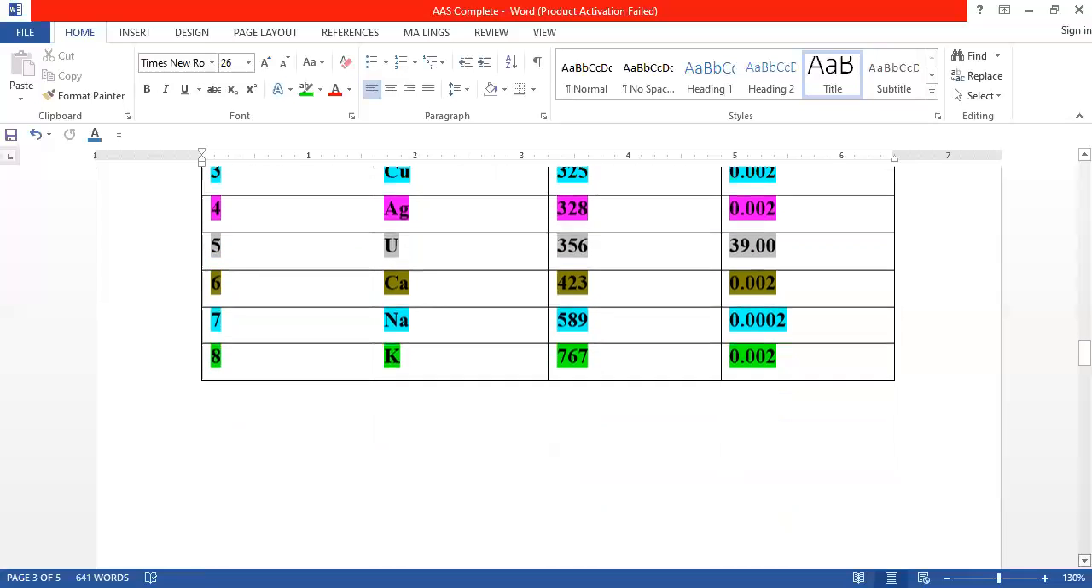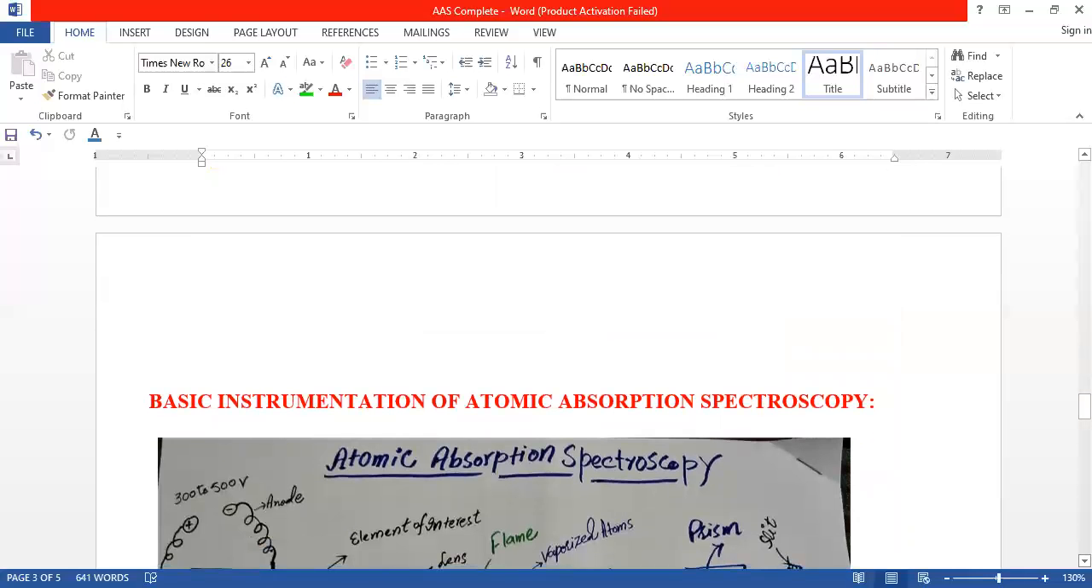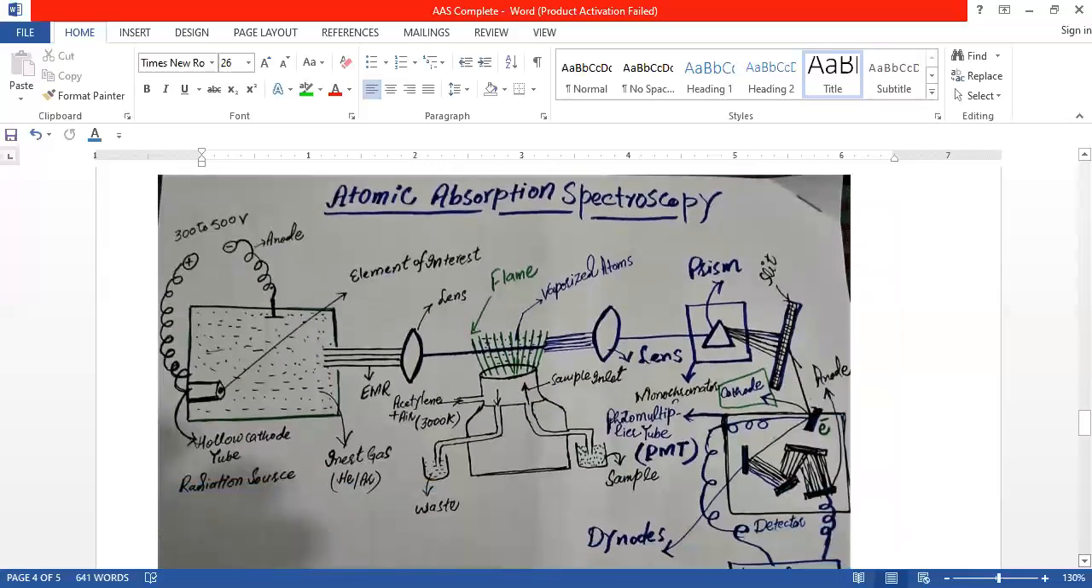Next, we'll discuss the basic instrumentation of atomic absorption spectroscopy. You can see the diagram. This is the diagram of atomic absorption spectroscopy. The first part is the radiation source. You can see here, this is the radiation source. In the radiation source of atomic absorption spectroscopy, there is one cathode and one anode. This is the cathode and this is the anode.